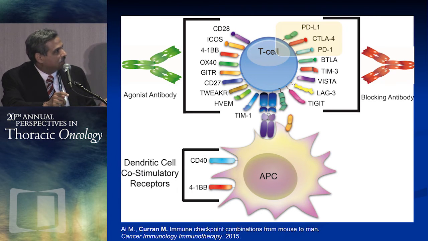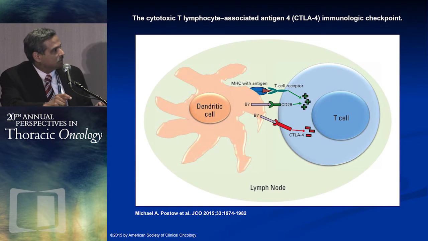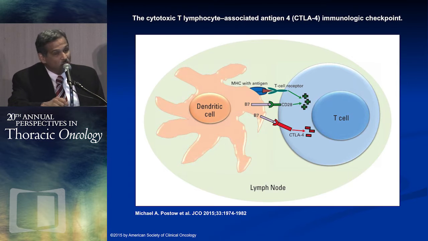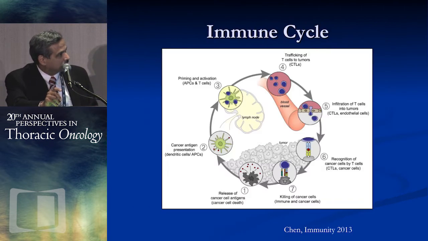So I'll start off with CTLA-4, which I mentioned was the first immune checkpoint inhibitor that was evaluated in non-small cell lung cancer. Basically, as I mentioned, once the tumor antigens are picked up by antigen-presenting cells like the dendritic cells, they go to the regional lymph node and activate the T cell. But at the same time, presence of CTLA-4 can limit this activation, as well as limit the ability of these cytotoxic T cells to get into the circulation.